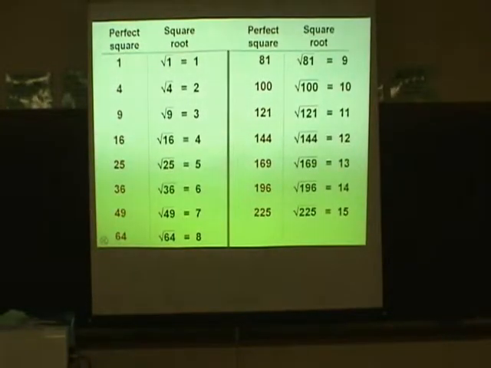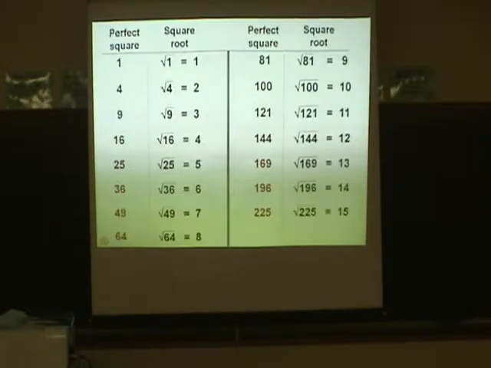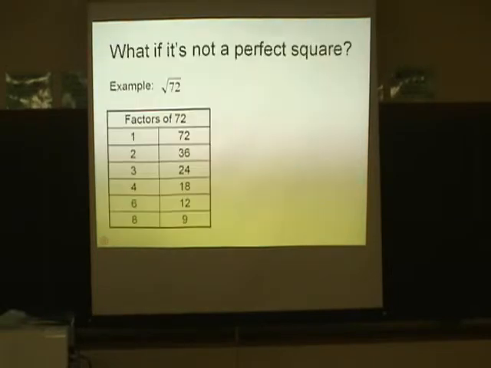We are going to work with square rooting numbers. Here are all of our perfect squares up to 225. If we wanted to break down the square root of 72, we would make all the factors in a table, as you see. When we look at our chart, the largest perfect square is 36.